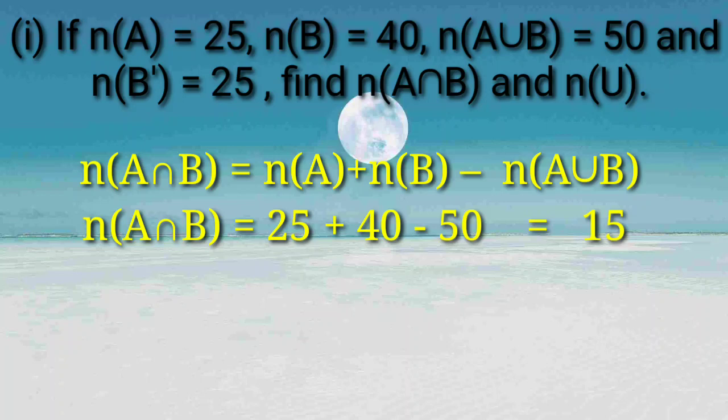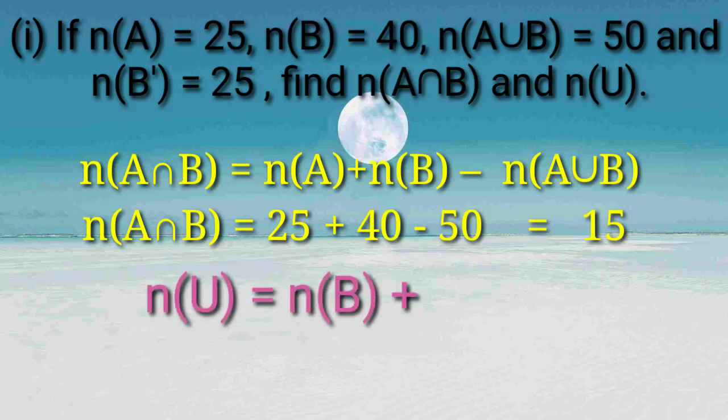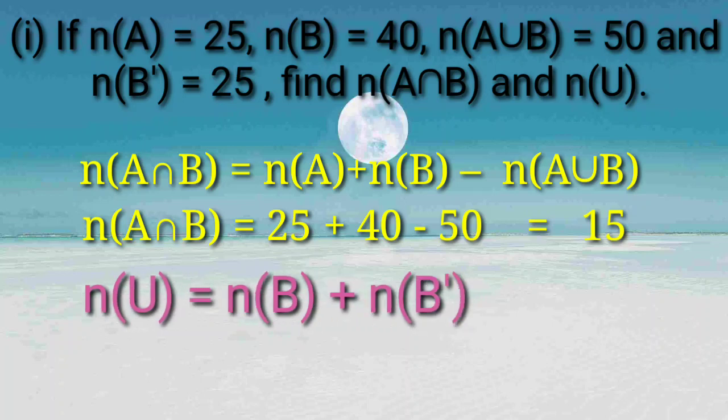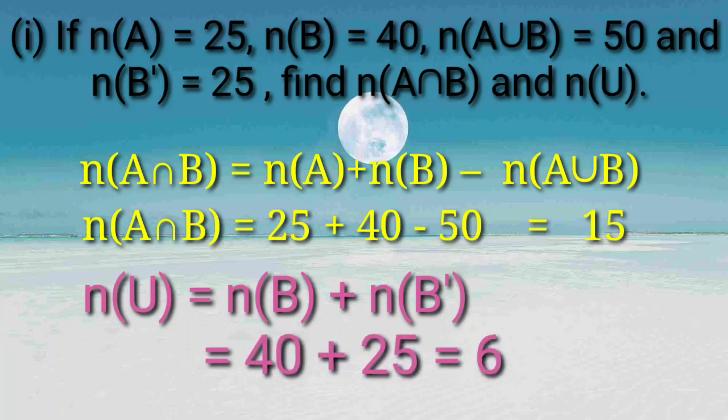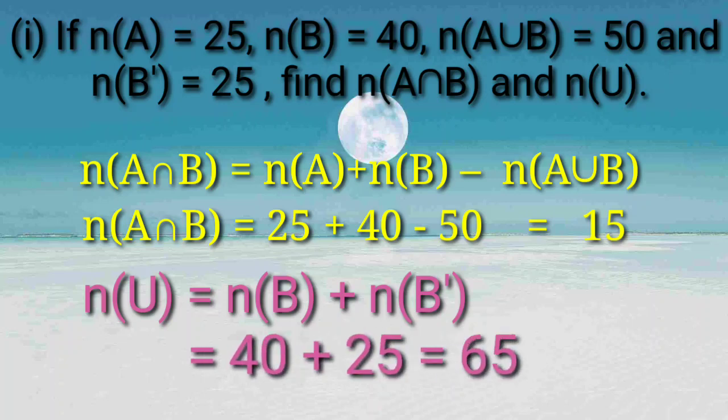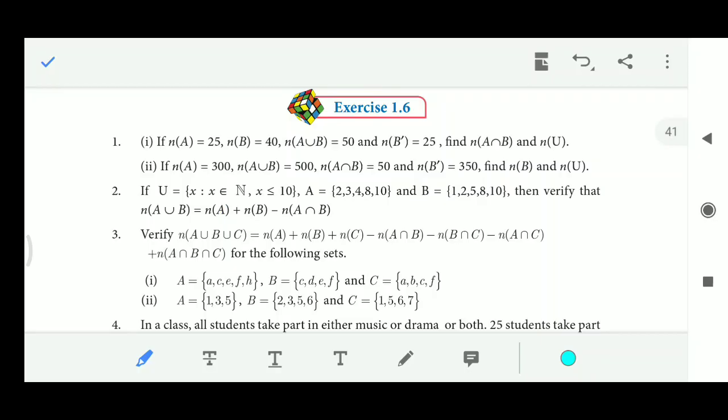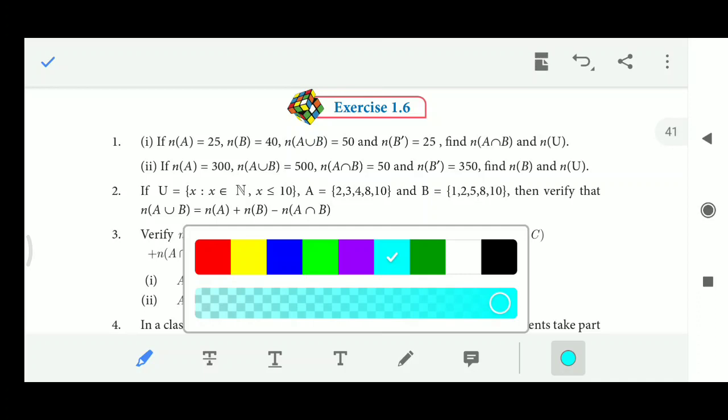Then you have to find n(U). To find this n(U), the formula is n(B) + n(B'). Here the value of n(B) is 40 and n(B') is 25. If you add these two, you will get 65. So we get those two values just by substituting into the formula and simplifying. Next we will see the second sum.